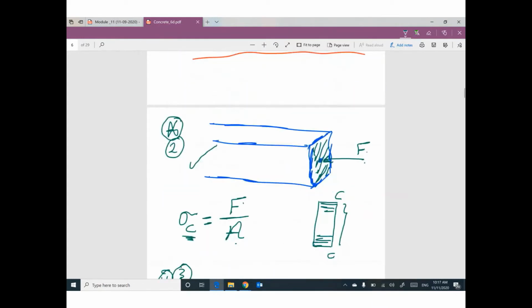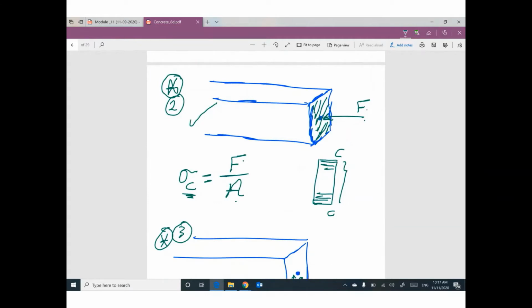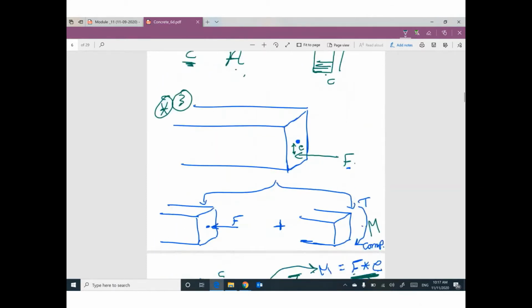Second case, if you have what is called a concentric force. Concentric means the applied force coincides with the centroid of the cross section, so we have uniform compressive stress distribution. This uniform stress equals F divided by area. But for pre-stressed members, all the time, we have something called an eccentric force. Eccentric means the applied force has an eccentricity, a distance away from the centroid of the cross section.